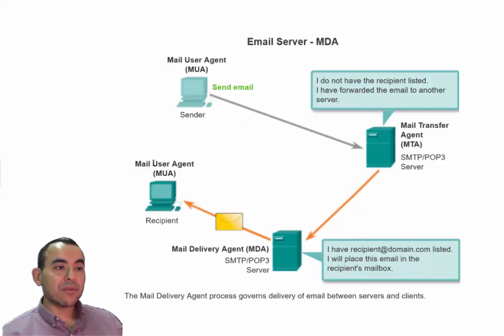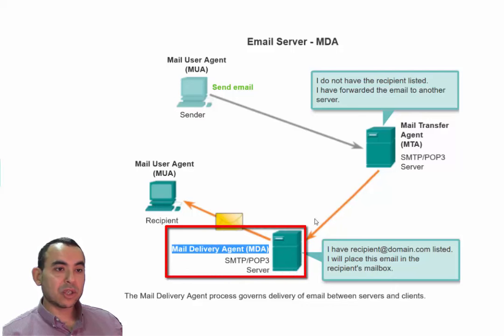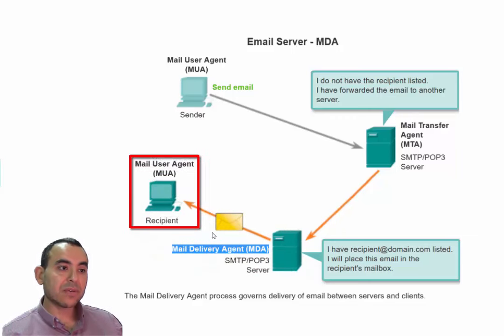The last step is for the recipient mail user agent to use the POP3 protocol here to fetch or to download the message content from the email server to the email client. In that case, the email server runs, in addition to the mail transfer agent, another process which is called the mail delivery agent. The mail delivery agent is a server process which listens to the mail user agent to transfer the email content from the server to the client using POP3.